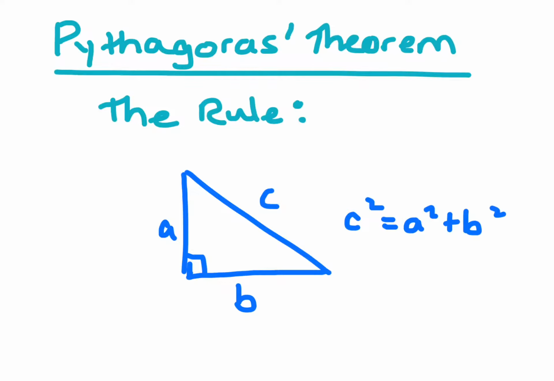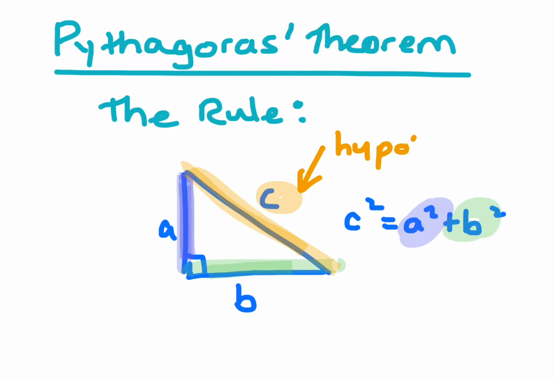What that's actually saying is that if you take the two sides and you square them, so you take both of these sides, you square them, and you add them together, then you will get the longest side, which is the hypotenuse, squared. Okay. So this long one here, this is called the hypotenuse.